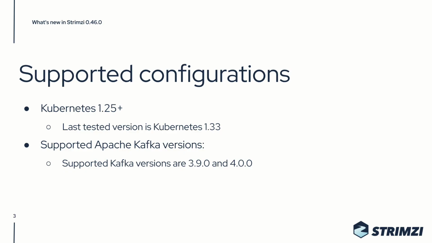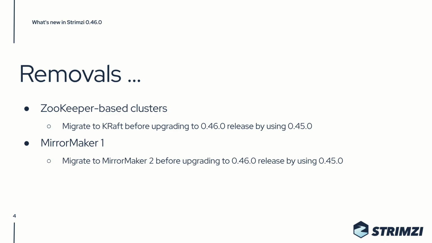First of all, the supported configurations. Strimzi 0.46 is supported on Kubernetes starting from release 1.25, and the last tested version is the latest Kubernetes release, which is 1.33. We also dropped the support for Kafka 3.8.0 and 3.8.1, and now the supported Kafka versions are 3.9.0, which, remember, is the last Kafka version supporting Zookeeper-based clusters, and also Kafka 4.0.0, which is the first version of Kafka supporting only KRaft-based clusters, so without Zookeeper.